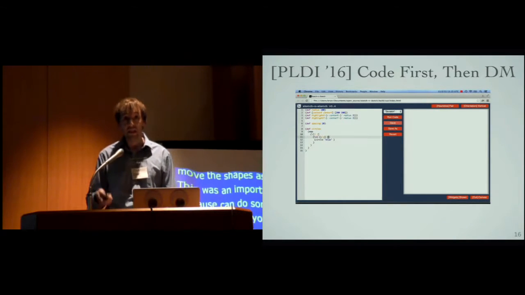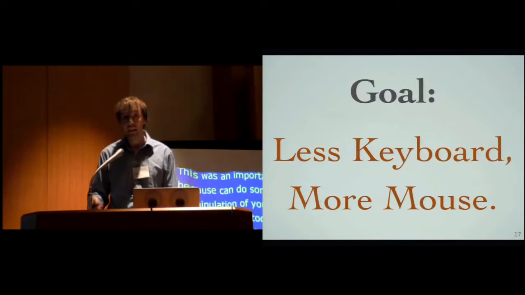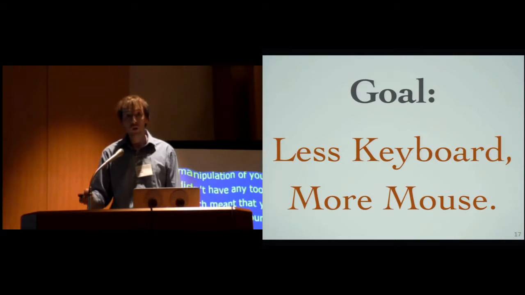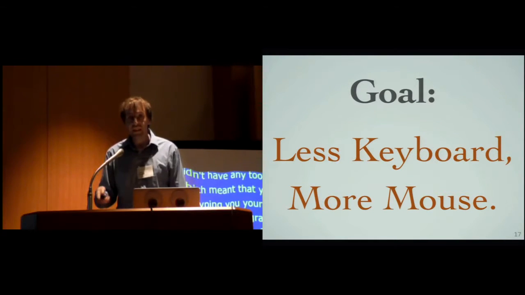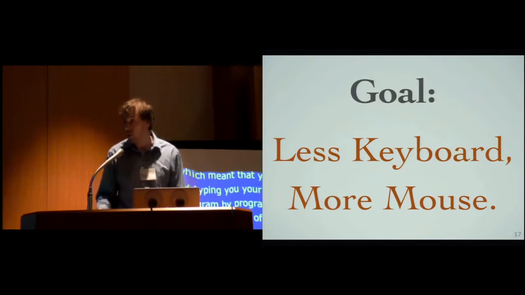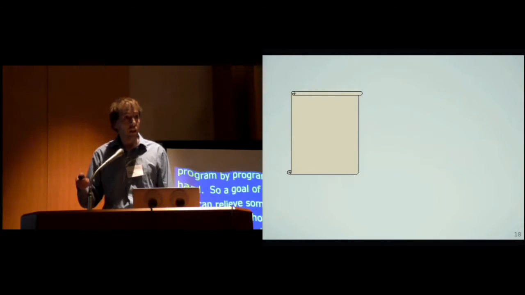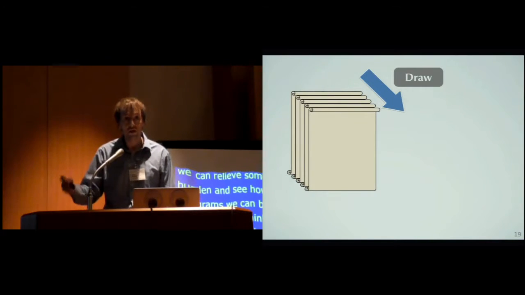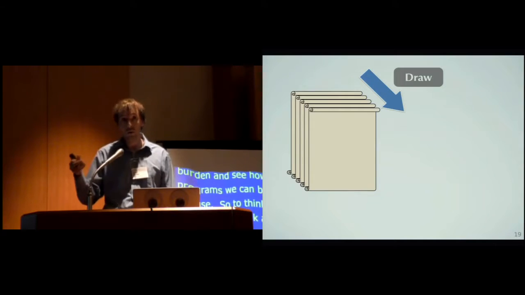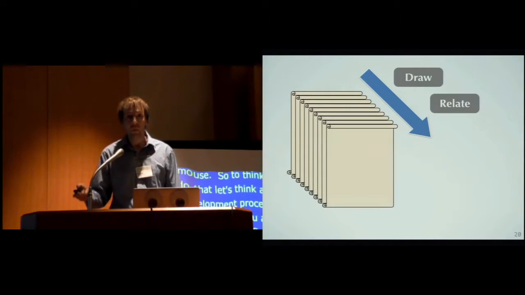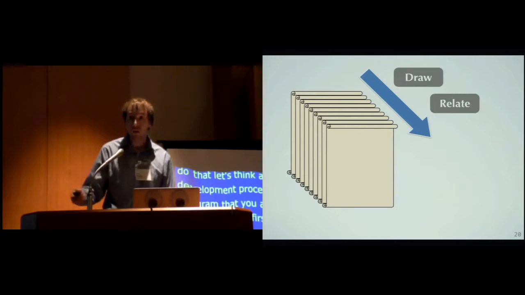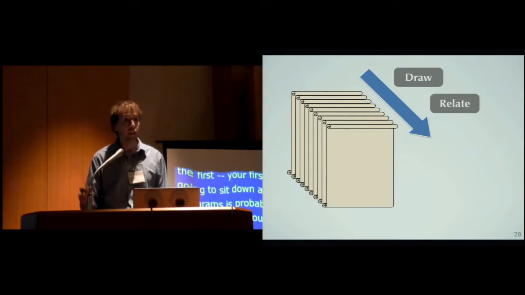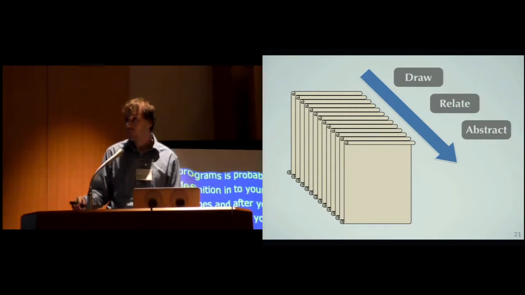So a goal of this work is to see if we can relieve some of that typing burden and see how much of these programs we can build just by using our mouse. So to think about how we might do that, let's think about the development process of writing a program that draws a picture. So your first goal, if you're going to sit down and write one of these programs, is probably just to put some definitions into your program to draw shapes. And then after you have the shapes on the screen, they may not be in the right place, but now you'll go back through and refactor your program to encode the different relationships between the shapes. And then once you've done that, maybe you want to take your design and turn it into a reusable abstraction.